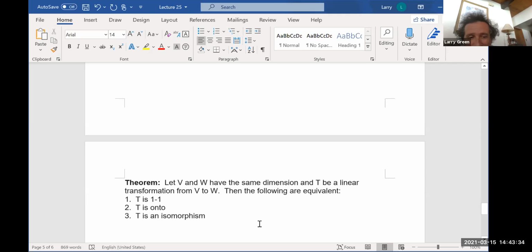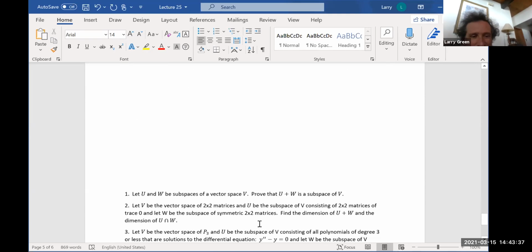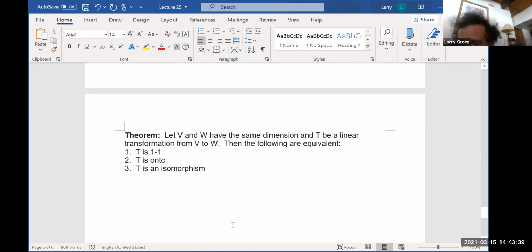I'm not going to get into that because I have a little left to do, and I only have 2 minutes left. But the good news is I can do this in 2 minutes. If V and W have the same dimension, and T is a linear transformation from V to W, then the following are equivalent. This is not the main TFAE theorem that we've had in the past; this is its own little following are equivalent: T is 1-to-1, T is onto, T is an isomorphism.